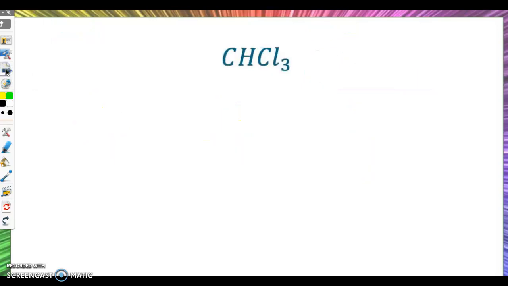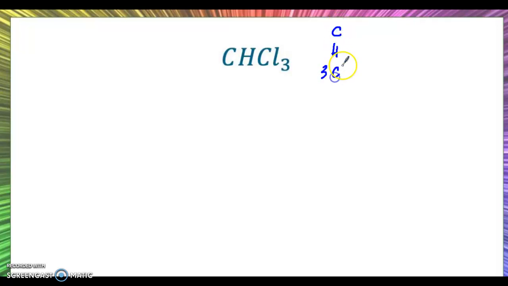I've got 3 different types of atoms here. And so probably a good place to start is by looking to see how many atoms you actually have. So I have 1 carbon, I have 1 hydrogen, and I have 3 chlorines, right? So I have 5 different atoms altogether.